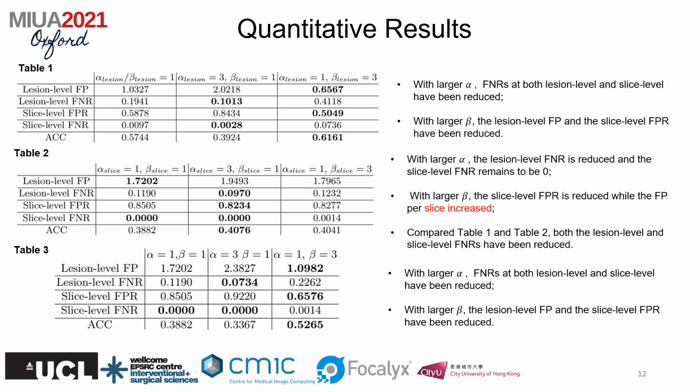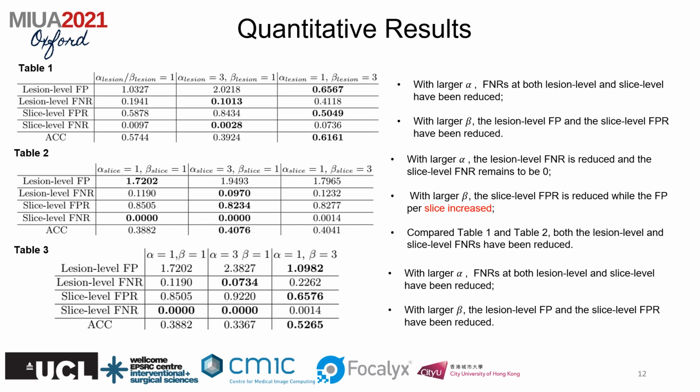This page shows some quantitative results. Table 1 shows the results where the weights at the lesion level are adjusted. Table 2 shows the results where the slice level classification loss is added and the weights are adjusted. Table 3 shows the results where the cost-sensitive classification loss at both the lesion level and slice level is incorporated into the overall training loss. Alpha indicates the value of alpha lesion and alpha slice. Beta indicates the value of beta lesion and beta slice at the same time.